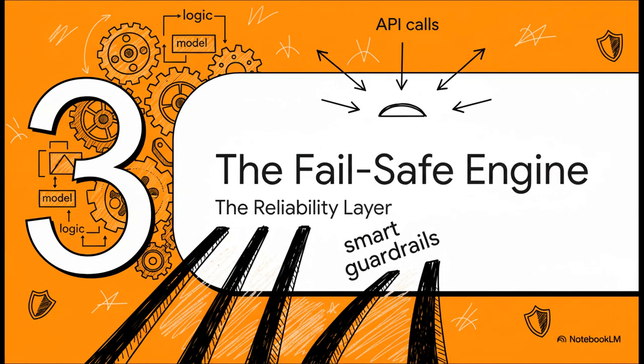So this is where we get smart. This is where we stop just hoping for the best and actually engineer a real solution. What we're going to do is build a reliability layer, a set of smart guardrails that sits between our agent's brain and the model it's talking to. We call this the engine.